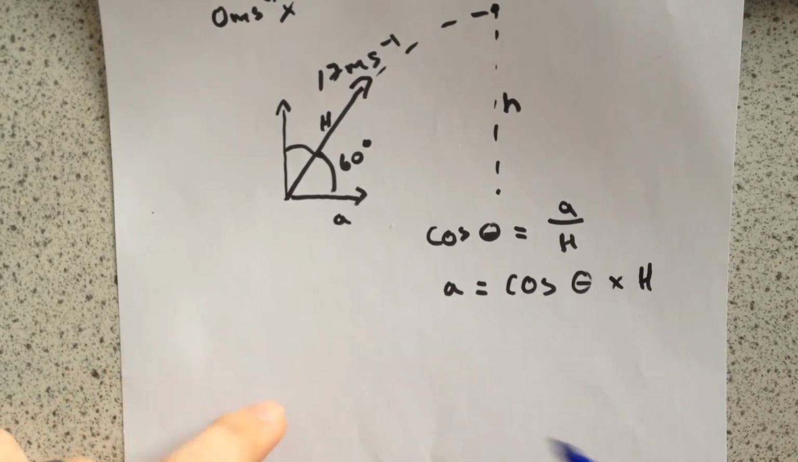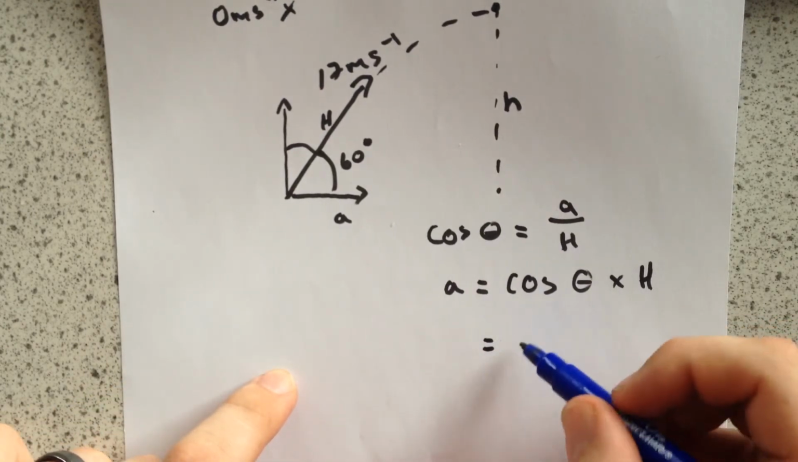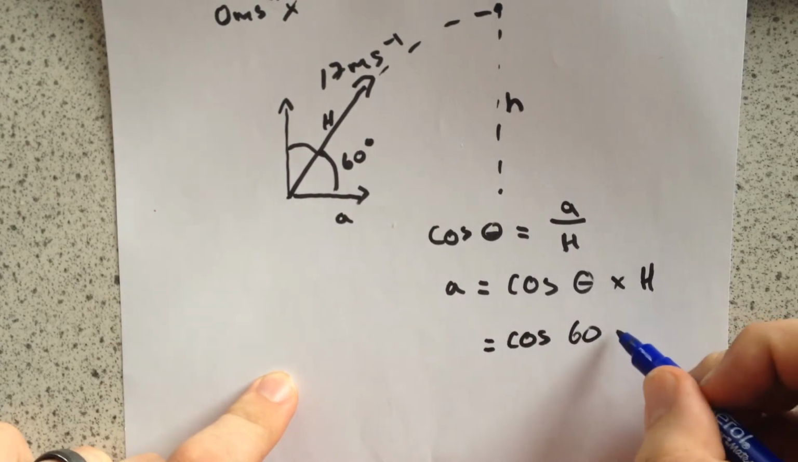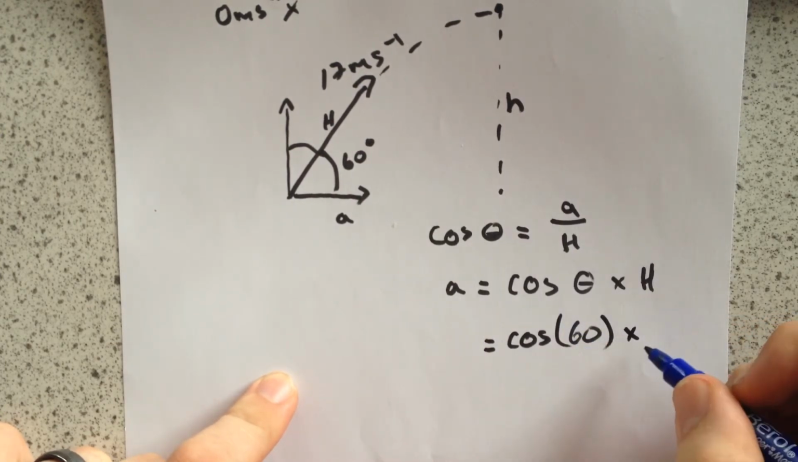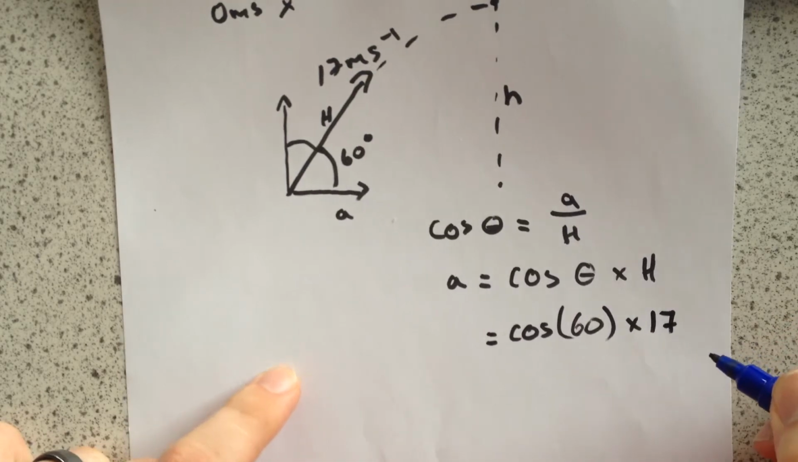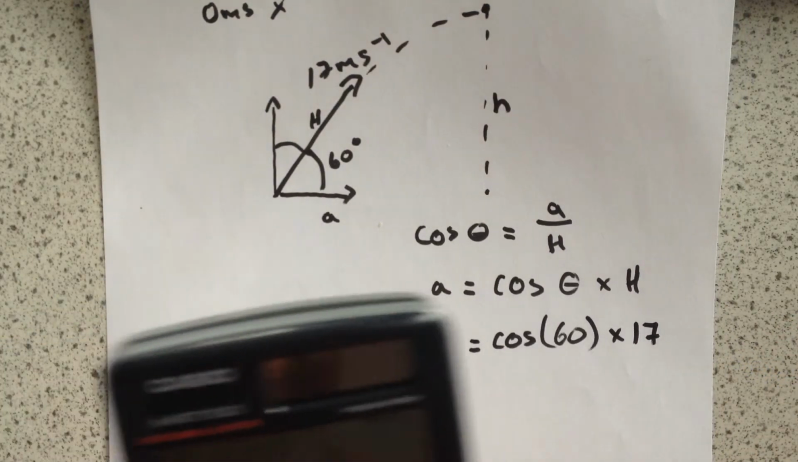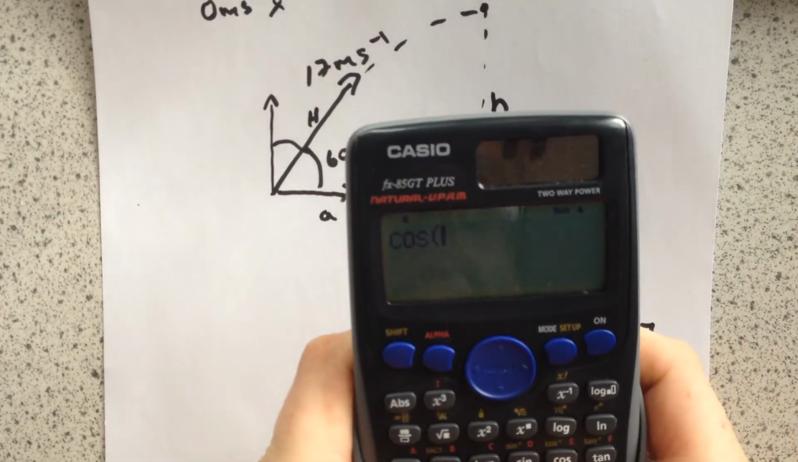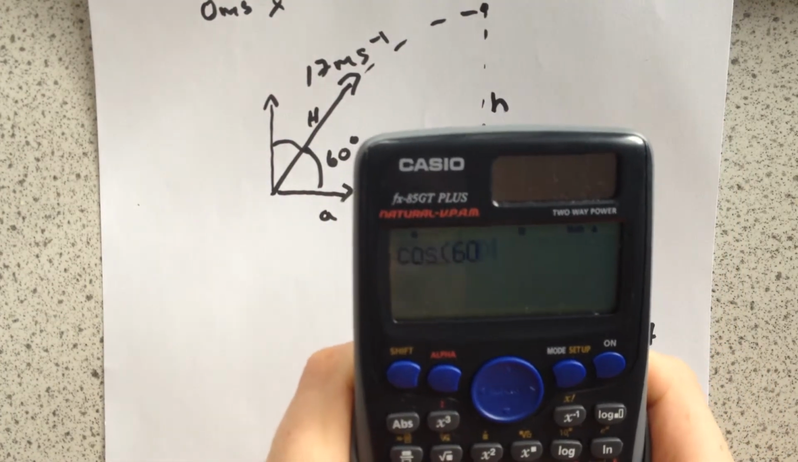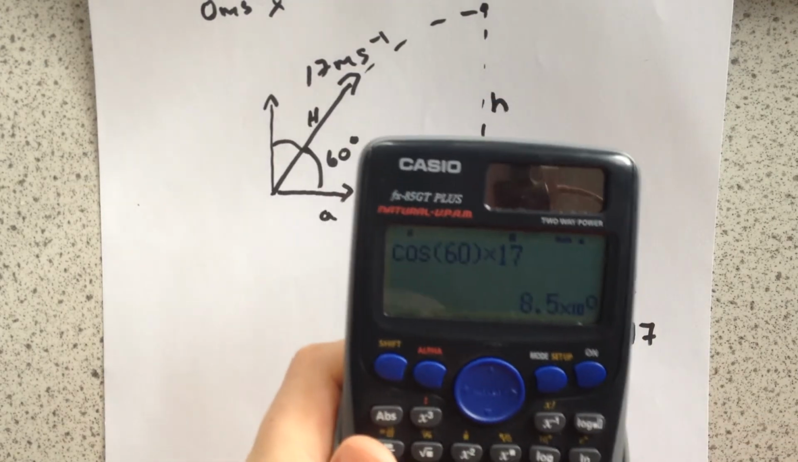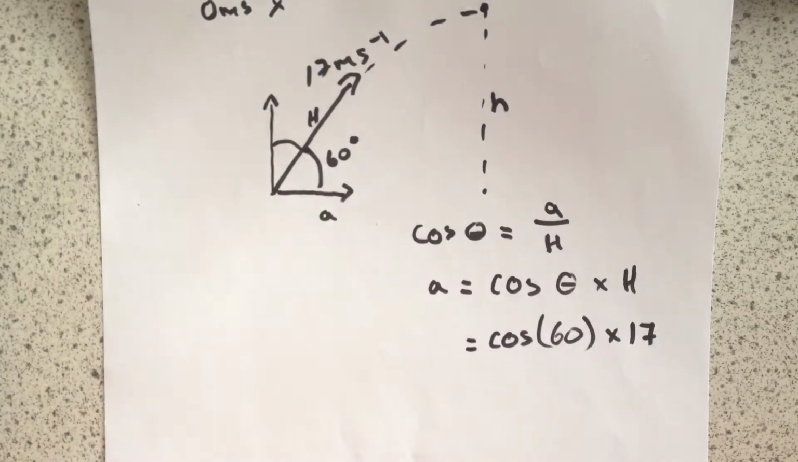So when we plug these numbers in, cos 60 times 17, and when we put that into our calculator, we get 8.5 meters per second.